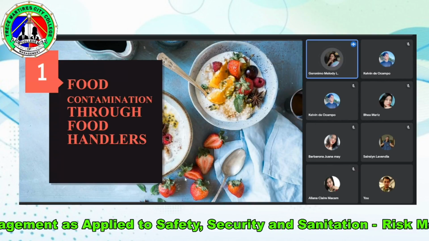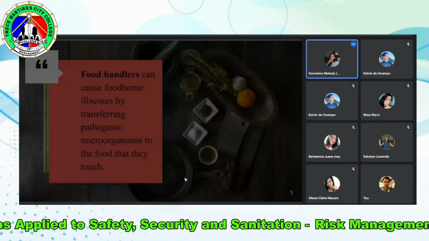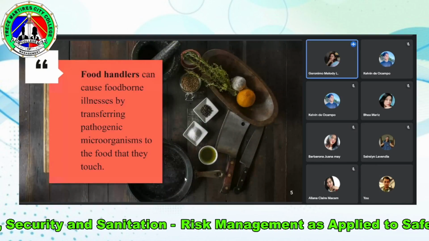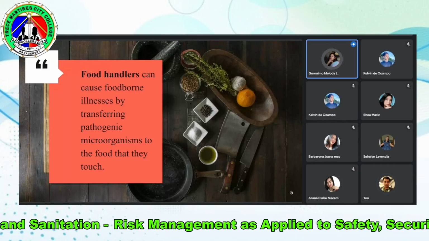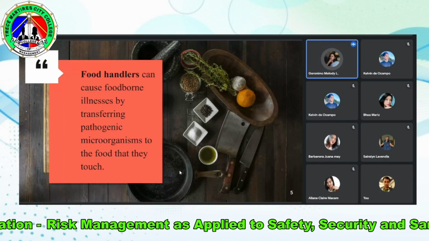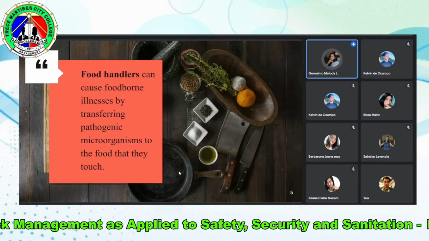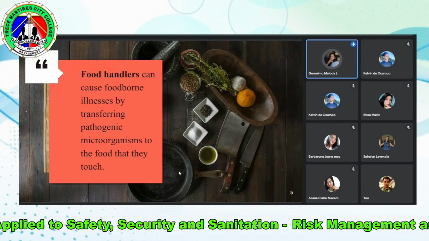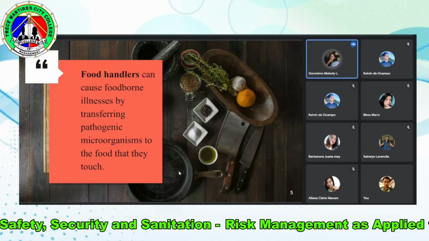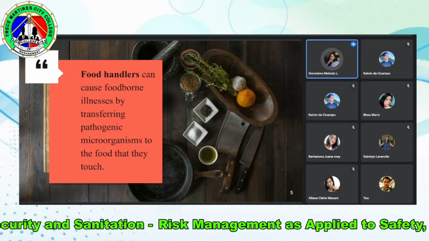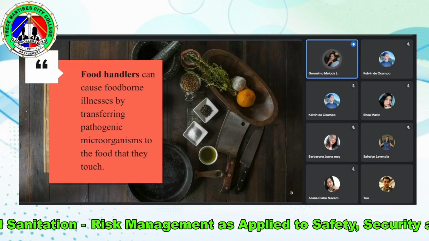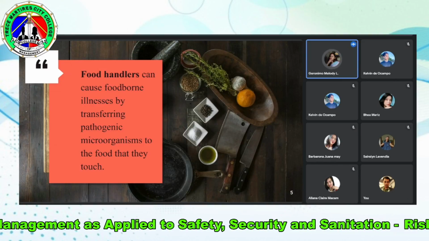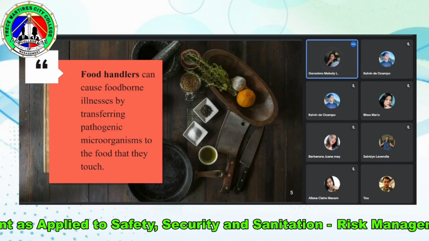So, pa-next po. Food handlers can cause foodborne illnesses by transferring pathogenic microorganisms to the food that they touch. When we say food handlers, ito daw po yung mga taong naghahanda at humahawak ng mga pagkain. At ang mga food handlers daw ay isang dahilan kung bakit nagkakaroon ng food contamination, lalong-lalo na po kung wala itong proper hygiene. So, pa-next po.